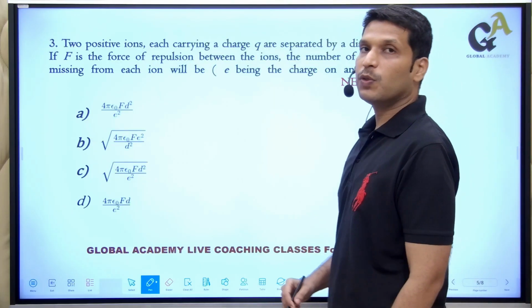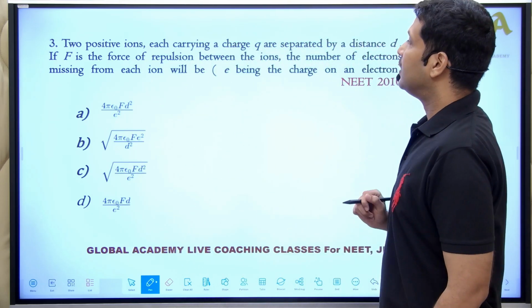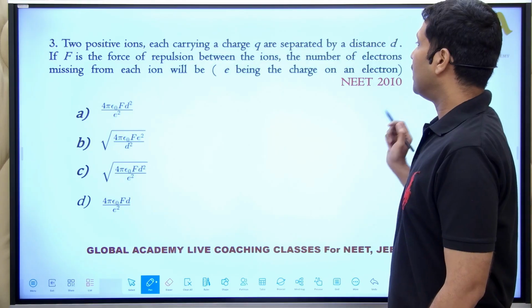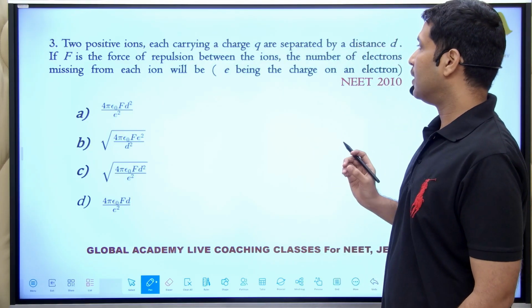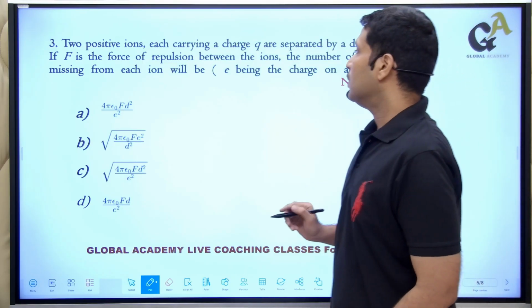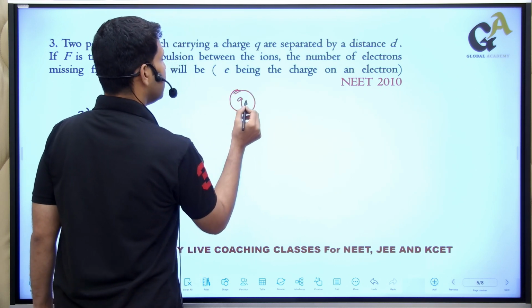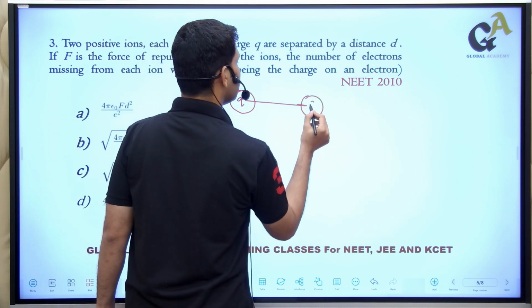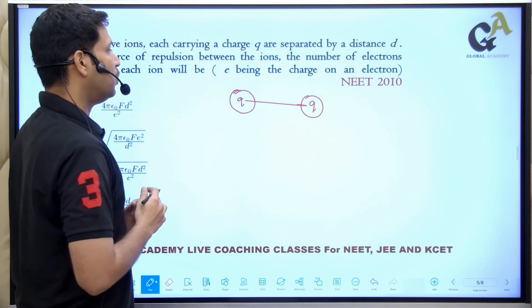Now let us move to the next question. The two positive ions, each carries the charge Q, are separated by a certain distance d. If F is the force of repulsion between the ions, the number of electrons missing from each ion will be. So here the two charges, each is having the charge Q, right?